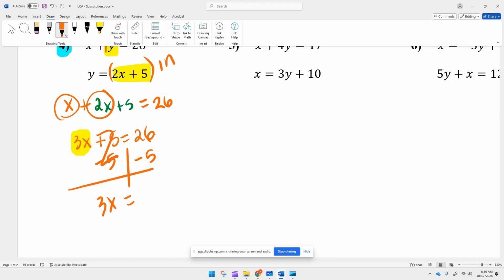Now I have 26 good guys and 5 bad guys. So I have more good guys than bad guys, so I'm still going to have good guys left. That means my answer here is going to be positive. So 26 minus 5 is going to give me 21. Then we're going to divide by 3, and that's going to give me x equals 7.